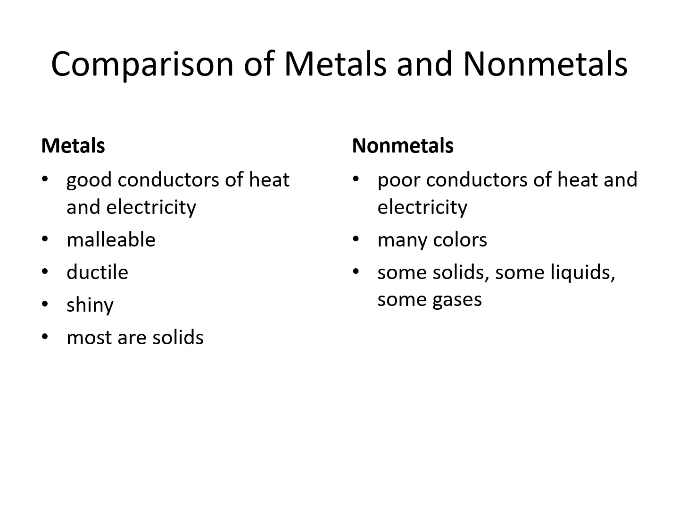Nonmetals are not good at conducting heat or electricity. They have a lot of different colors, whereas most metals are silvery. Some nonmetals are solids, some are liquids, and some are gases at room temperature.